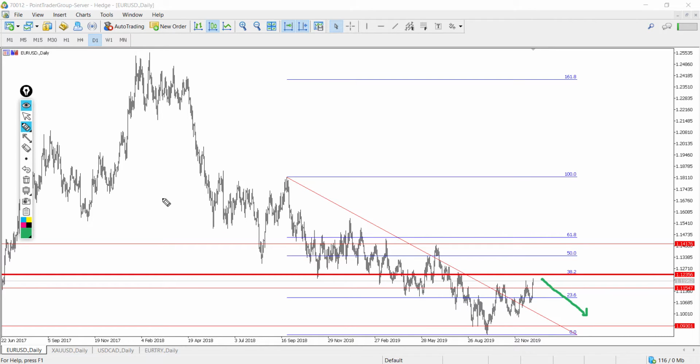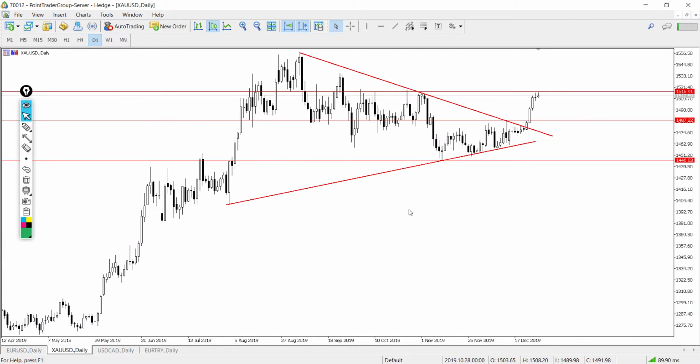Now let's move to the gold on the daily time frame as well. As you can see here, we had a symmetrical triangle. This is the upside here and this is the downside here. Now the pair managed to break the upside at this point, and it did continue going upwards to reach the level of 1516. This means that we're facing now a very strong resistance level.